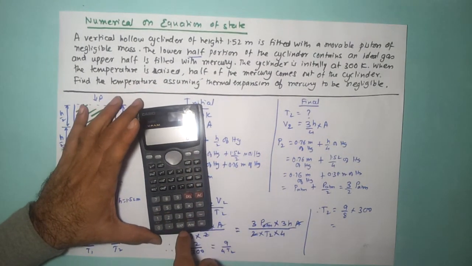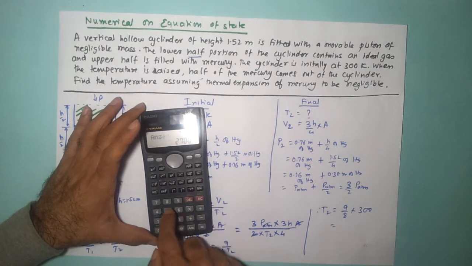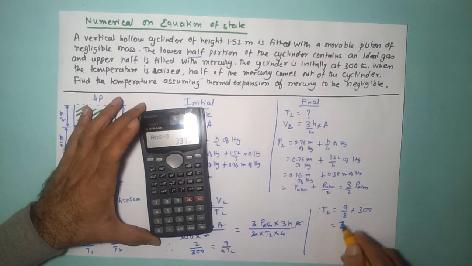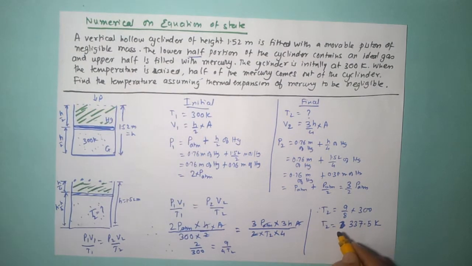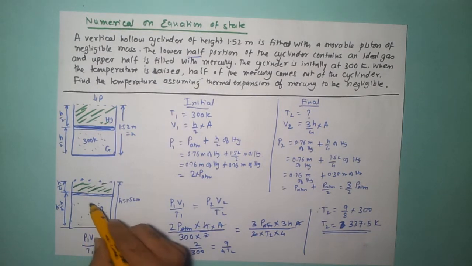I'm going to quickly do that calculation. 9 multiplied by 300 divided by 8 equals 337.5 Kelvin, T2. So this is how we can find out the temperature now in this condition based on the changes in pressure and volume. And this is an application of the equation of state.